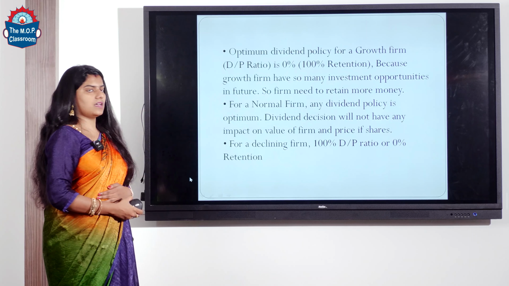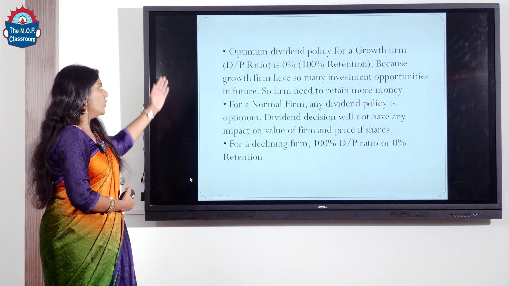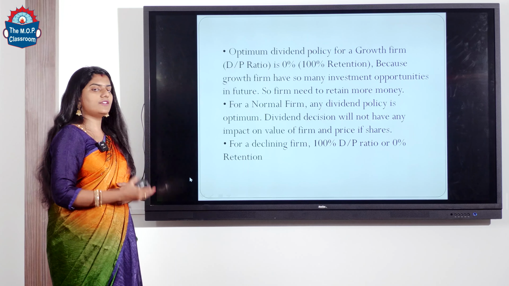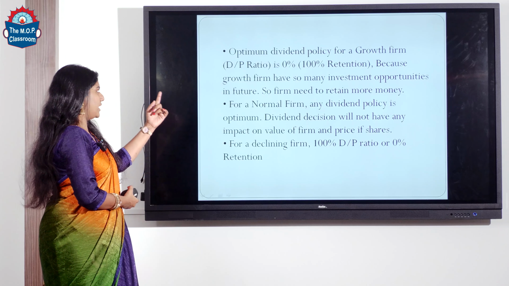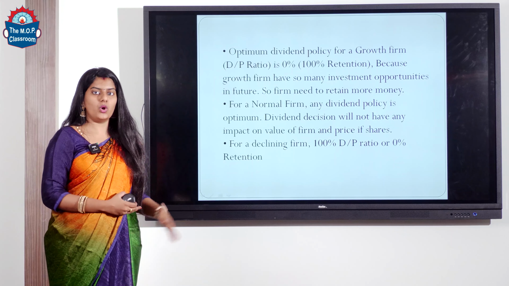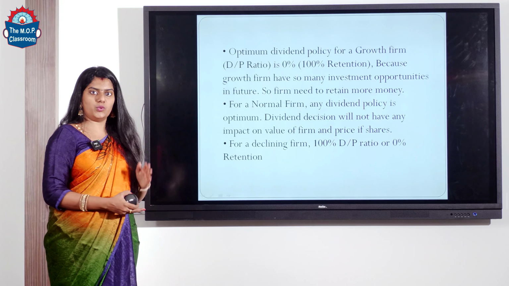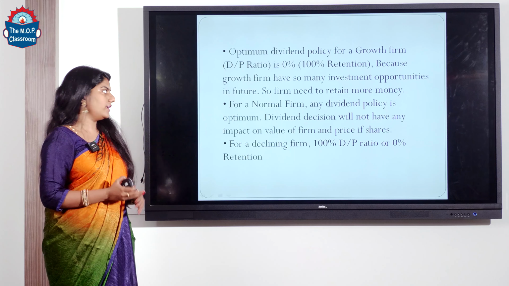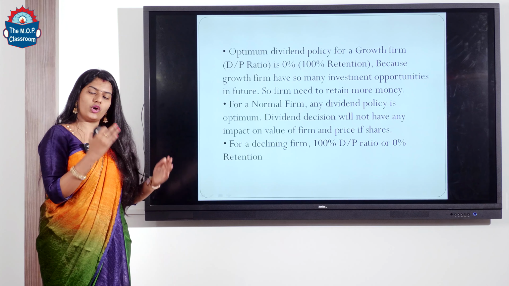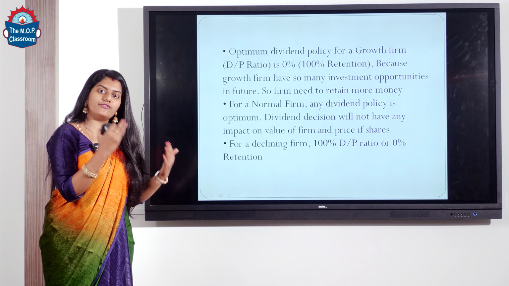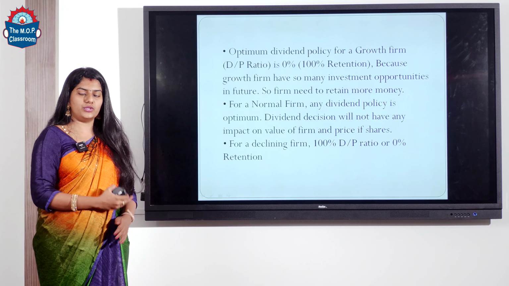Now, this is the explanation that I have been giving you. So the optimum dividend policy for a growth firm is going to be 0% payout. Your DP ratio means dividend payout ratio. So it's going to be 0%, which means you're going to retain the entire amount and invest in your business because you have a lot of opportunities. You are on the growth side and you can definitely go in for a lot of opportunities to earn more money.